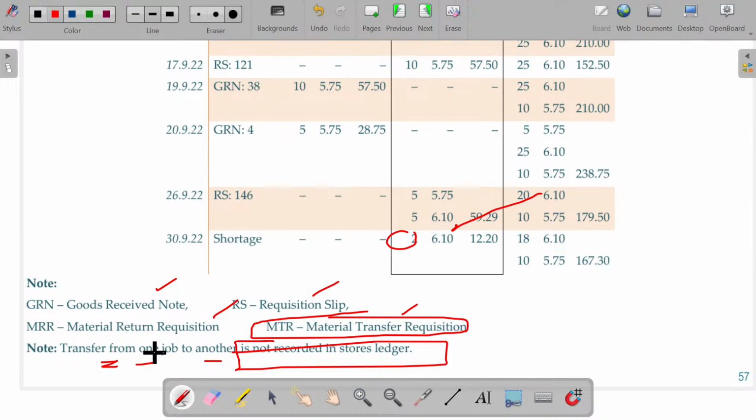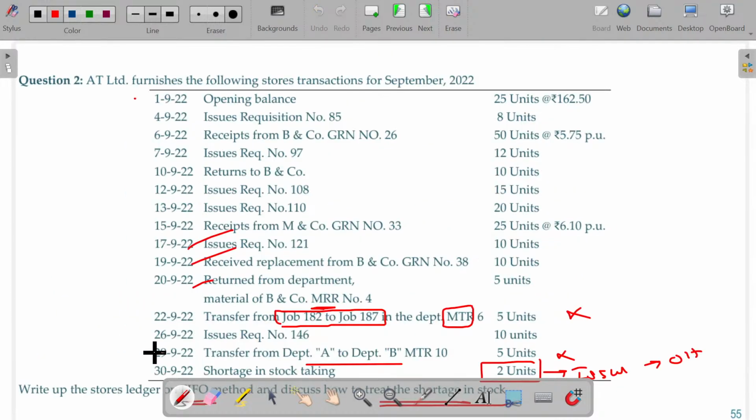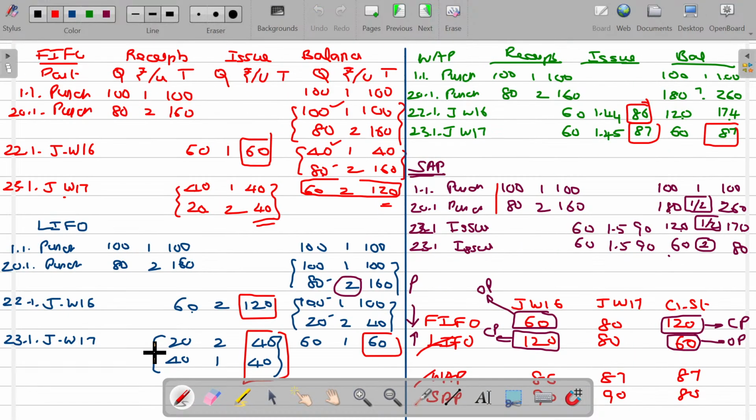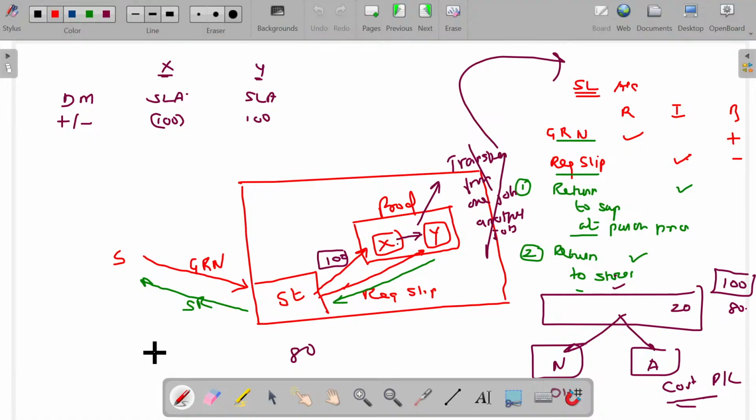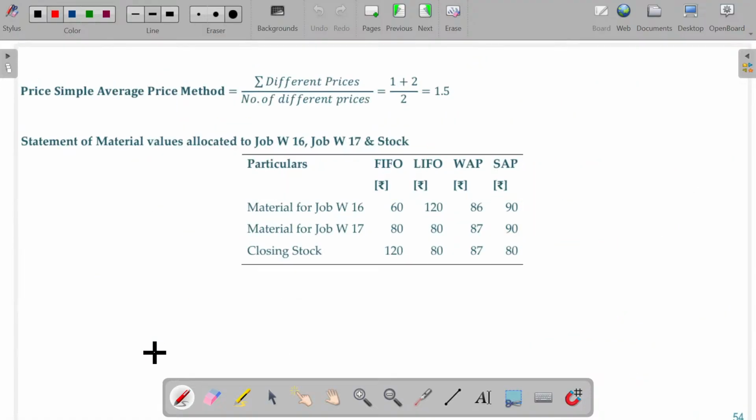The main theme that you need to keep in your mind is this one. So I have just given the theoretical background: how to record and what are the things that will come here.